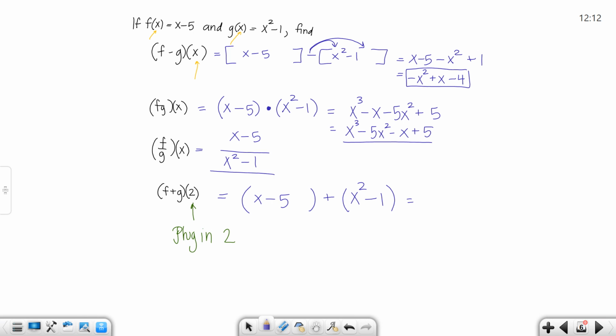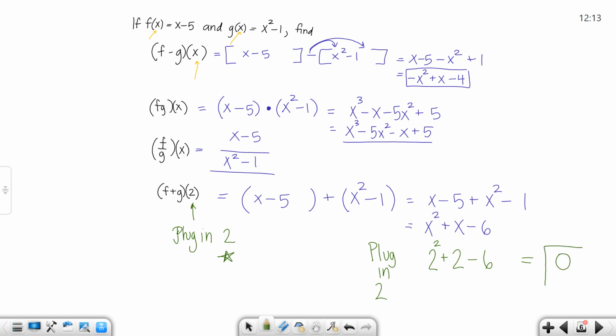Okay, so when I add them up, I get x minus 5 plus x squared minus 1. So that gives me x squared plus x minus 6. Okay, so that's what the f plus g function looks like. But once we get there, we're going to plug in 2. Okay, so when we plug in 2, we would get 2 squared plus 2 minus 6. 2 squared is 4. 4 plus 2 is 6. 6 minus 6 would give us 0. So the overall answer to this one is 0.